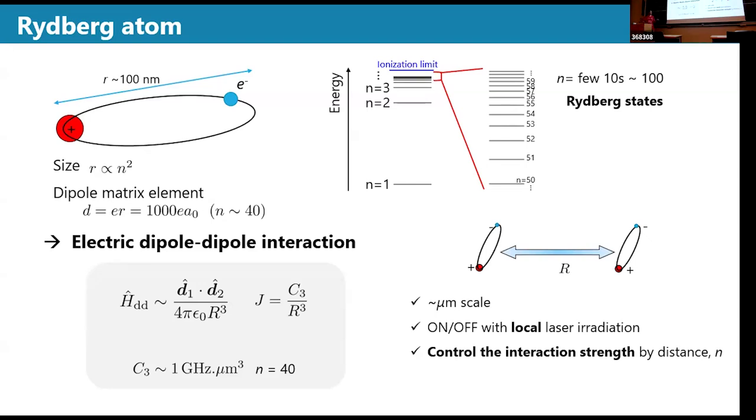Also, I want to mention that you can control the interaction strength by changing the interatomic distance, and also by choosing a specific Rydberg state. If you have a higher n, then you have a stronger interaction strength. As one example, for n equal 40, the coefficient C3 is 1 gigahertz micrometer cubed, which means that if you bring two atoms to 1 micrometer separation, you get 1 gigahertz interaction strength. In other words, the interaction timescale is nanoseconds. It is actually quite strong in our community. Usually we have megahertz or even kilohertz interaction, so it's quite useful. What is J? J is the interaction strength derived from this, for say the expectation value.